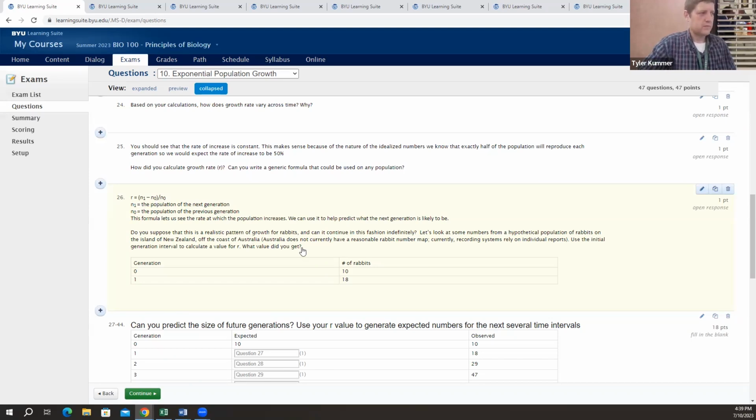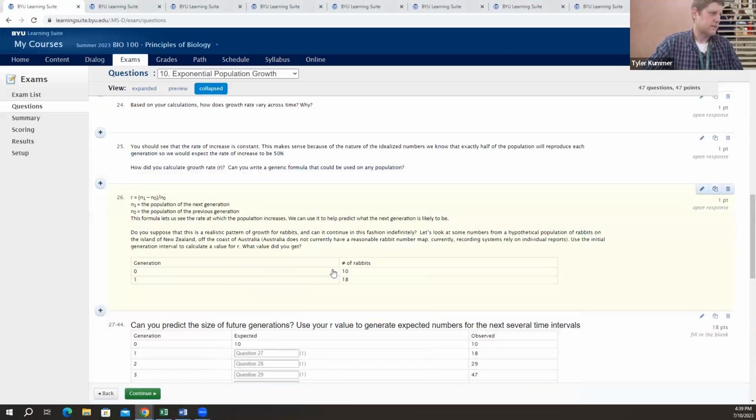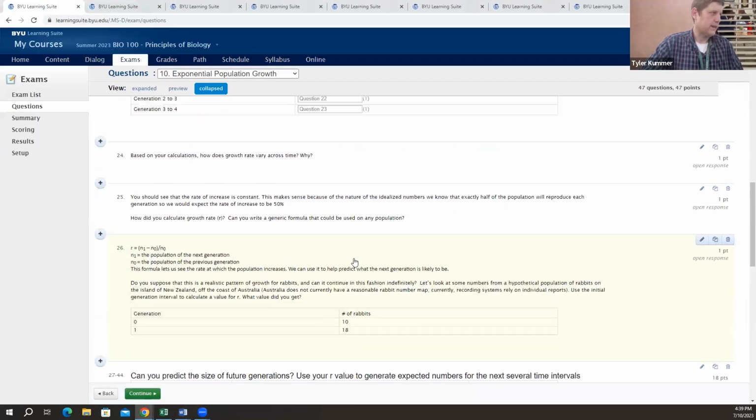So if we were going to do this question here, let's see if I can get this open again. Okay. We take our next generation, which was 18, and our current generation, which was 10. We do 18 minus 10 to get 8, and we divide it by 10. So our growth rate would be 0.8.